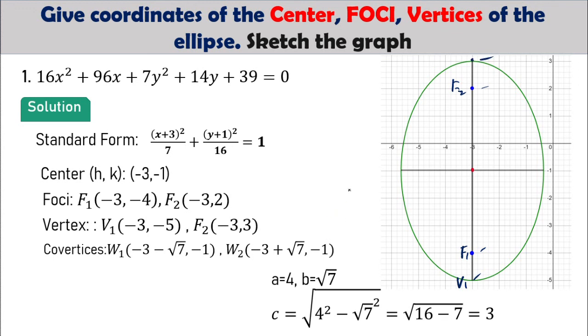Now let's have the co-vertices at the minor axis. There are two here. Let's check: negative 3 minus square root of 7, negative 1. If you simplify negative 3 minus square root of 7 using your calculator, it's something more than negative 5, negative 5 point something, with a decimal. So that is correct. We got the center, foci, vertices, and co-vertices correctly, and we're able to sketch the graph.